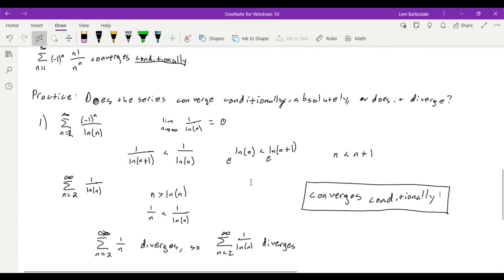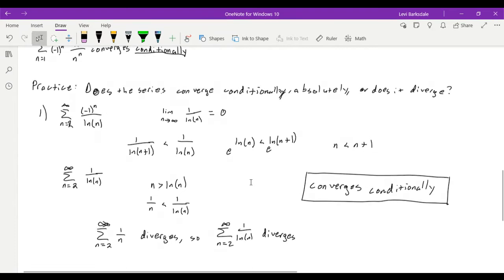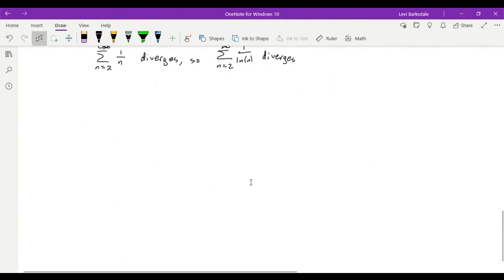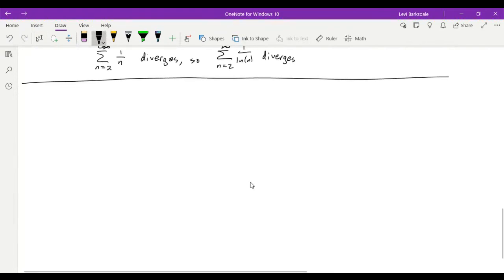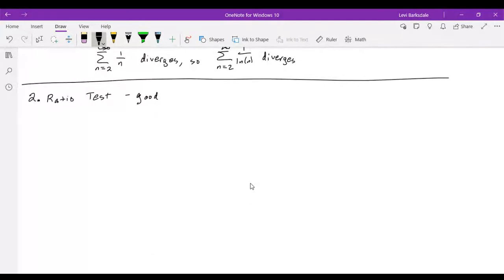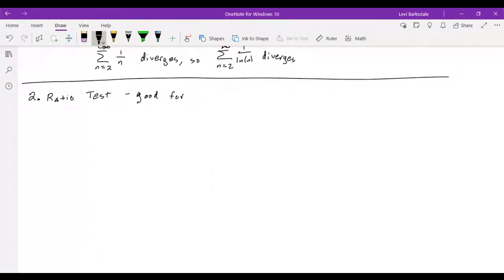All right. That's probably enough of the alternating series test. So let's move on to the ratio test, which is one of my favorite of the series tests. And the ratio test tends to be good for things like factorials and exponentials.